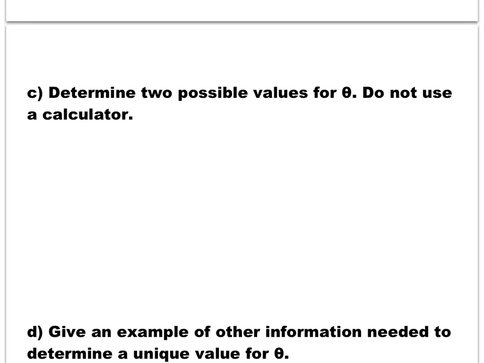The next part of the question says, determine two possible values for theta, and we are not supposed to use a calculator. We found previously that cos theta is negative sine theta. And from this expression, we know that the absolute value of sine and cos are the same. The only angle that sine and cos are the same is one of those special angles which is 45 degrees. So our reference angle is going to be 45 degrees.